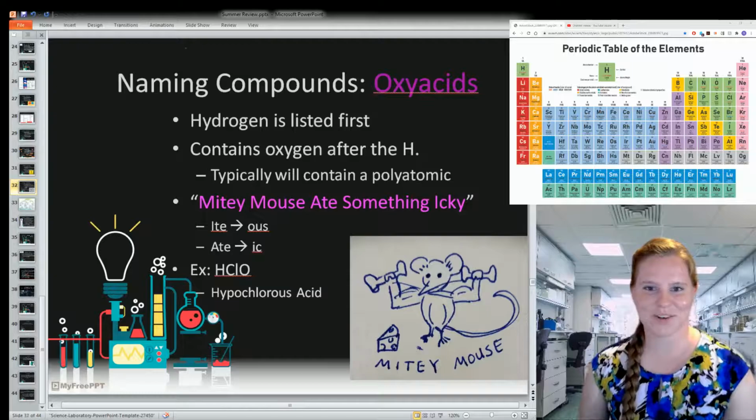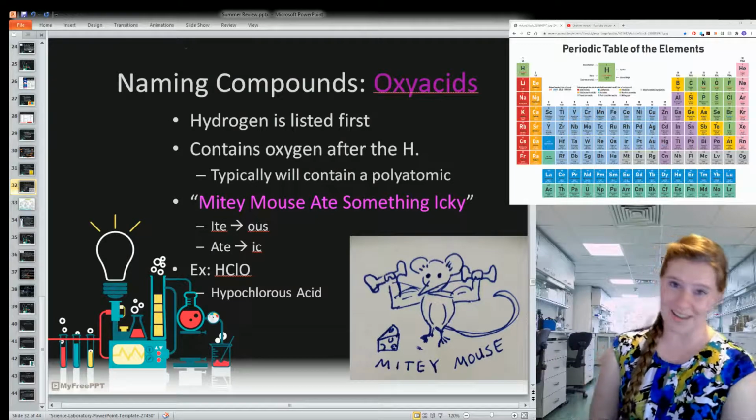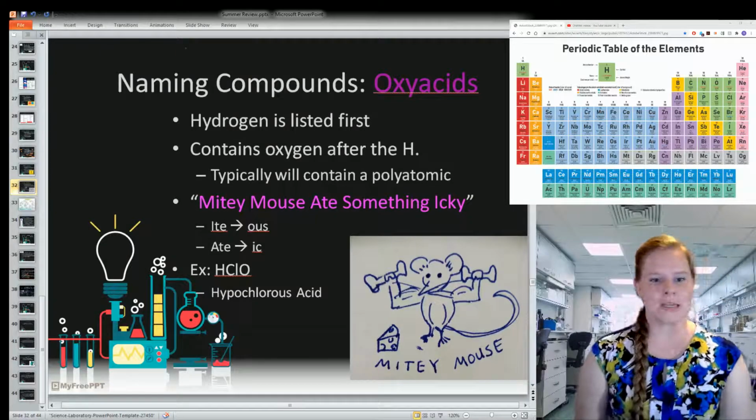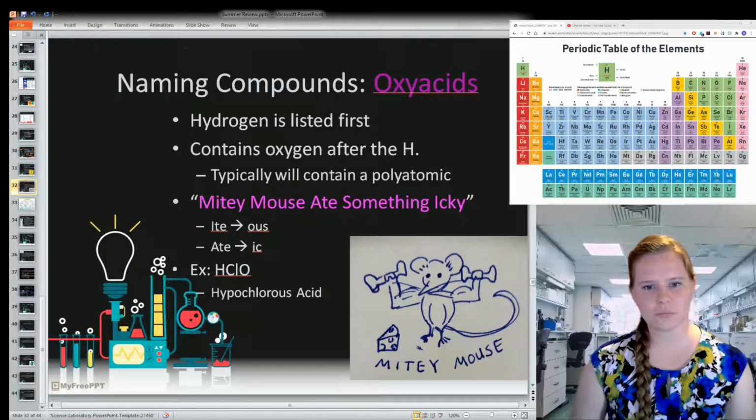All right, last category, oxyacids. These are probably the hardest to name, in my personal opinion. So I gave you a little chemistry animal friend to maybe make this easier for you. Our good old friend Mighty Mouse, okay?